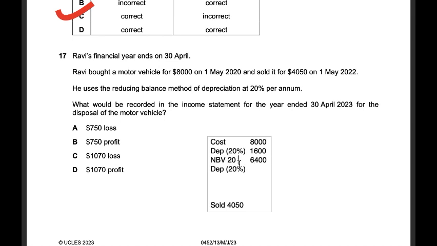Okay. So this, let me write it again here. The depreciation of 20% of 6,400, that is divided by 5.